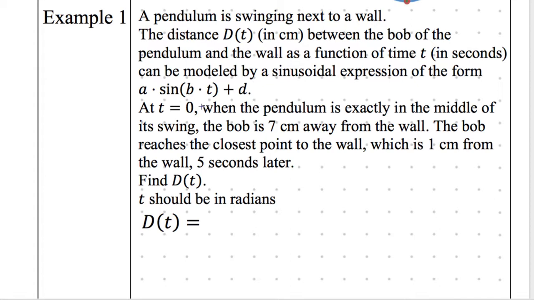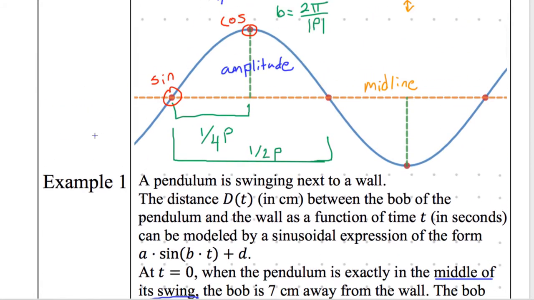So now we know that the pendulum is exactly in the middle of its swing, and the bob is 7 centimeters from the wall. So middle of the swing, we have to somehow translate that. Middle of its swing. What do we think is happening on our graph? Is that kind of a midline and extrema? What do we think?